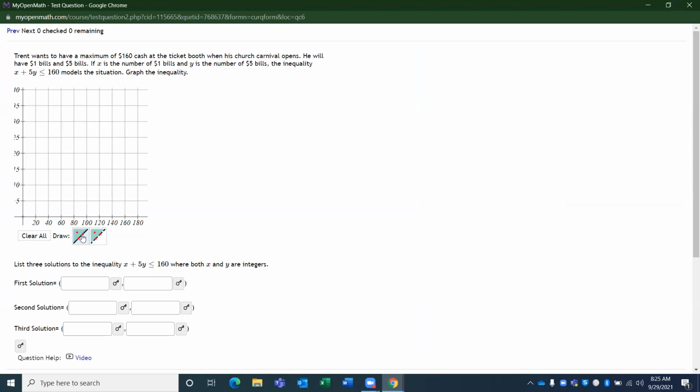Watch me graph it. First, I click on the solid line tool because we do have the less than or equal to. We want the equals. I'm going to go up to 32. Here's 30, here's 35. Watch, 32 is going to be about right there. See, it's a little closer to 30 than 35. So there's 32. Now, the other point's going to be way over here at 160. Click. So I've made the line. Now, which side am I going to shade? Less than. Click. That makes sense?